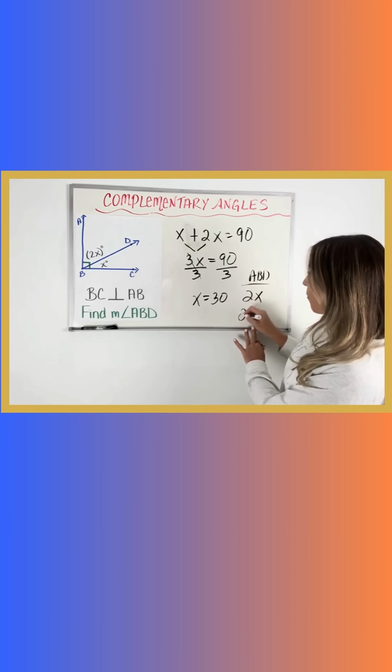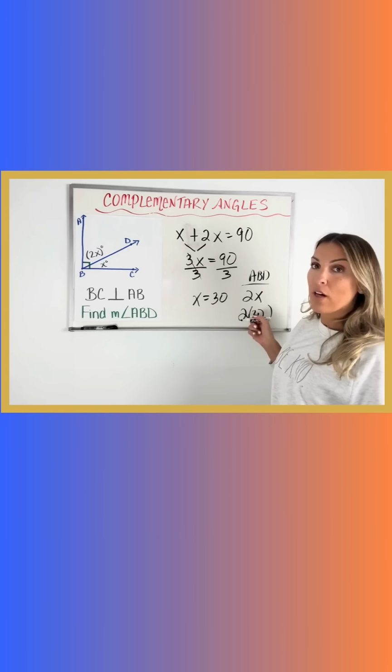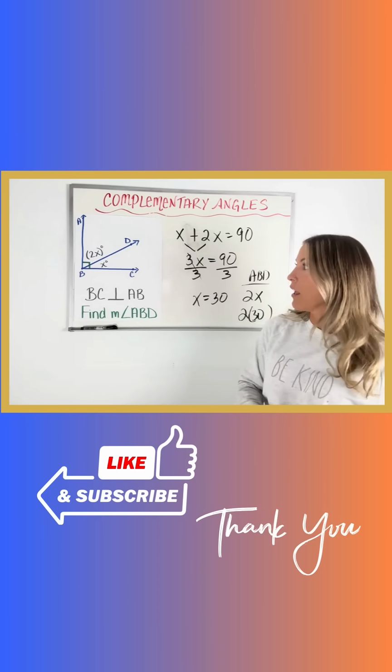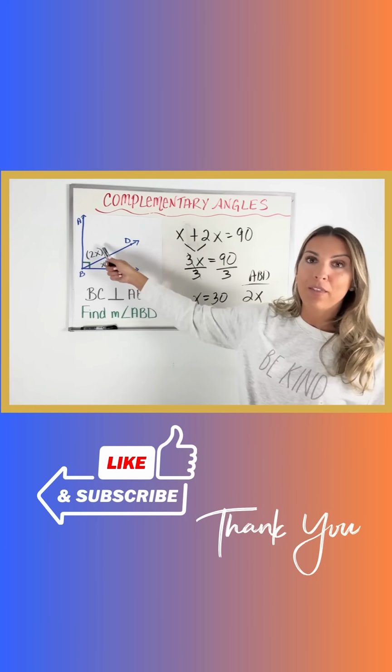If I go ahead and replace that x with 30, that tells me that the value of the angle I'm looking for is 60 degrees, because 2 times 30 is 60, all right? So this one is 60 degrees, this one is 30 degrees, and together they add up to be that 90 degrees.